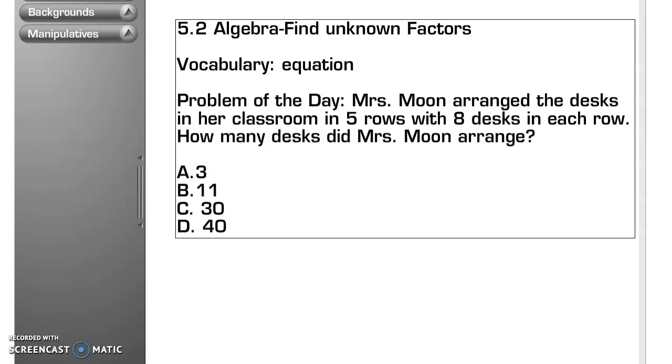Our problem of the day is Mrs. Moon arranged the desks in her classroom in 5 rows with 8 desks in each row. How many desks did Mrs. Moon arrange? Well, I know that I'm going to use the cubes method, so I'm going to circle the numbers, which is 5 and 8, and I know that I'm using groups, so I'm going to multiply. 5 times 8 is 40, so it's letter D.